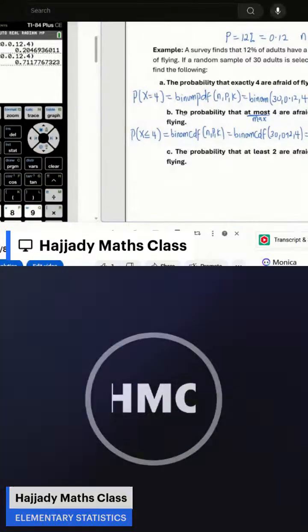And lastly, this question says, find the probability that at least 2 are afraid of flying. At least means the minimum you can have is 2. So to do that, we have that the probability of X is greater than or equal to 2. It can be 2 or more than 2, which is the same thing as saying 1 minus the probability that our X is less than 2.